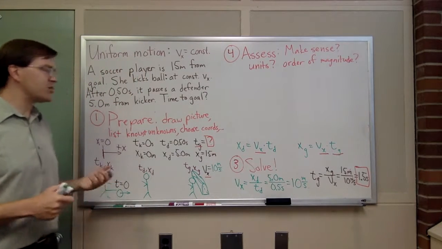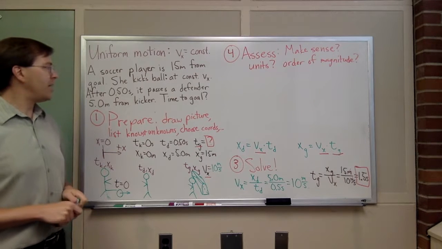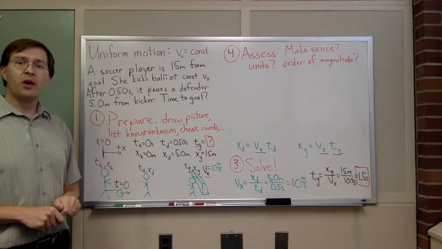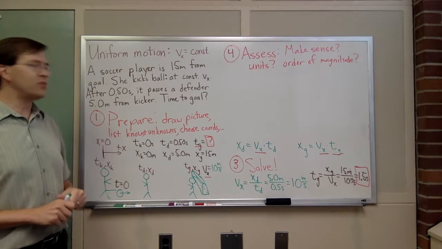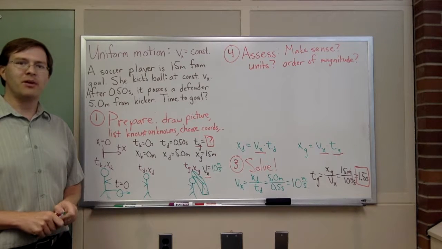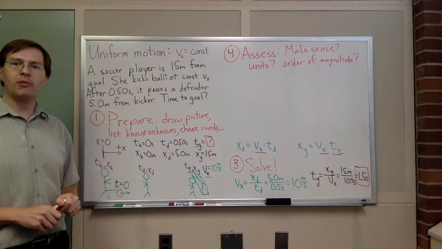So I hope that gives you a sense of how you can solve a uniform motion problem in particular, but I hope it also gives you a sense of a strategy you can use to solve physics problems no matter where they come up. You use the same strategy no matter how complicated the problems get.